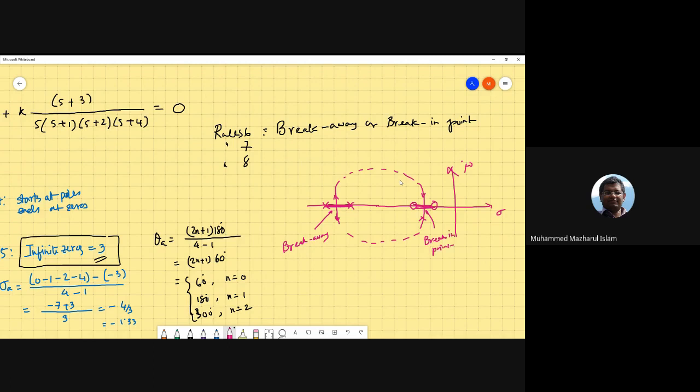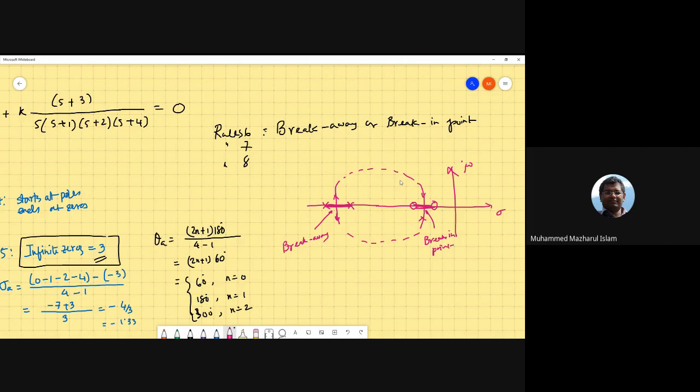So we have to calculate where the point lies, either a break-in or a breakaway, or maybe they could simultaneously appear. We have to know whether this point is exactly in between the 2 pole positions or the 0 positions, or maybe biased towards the right or left. So we have to find out the exact location. So we'll learn how to do this. That is rule number 6.